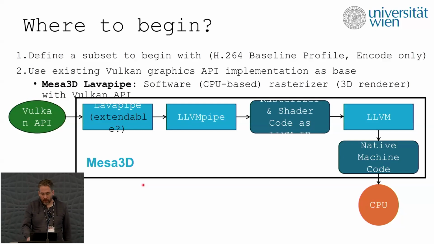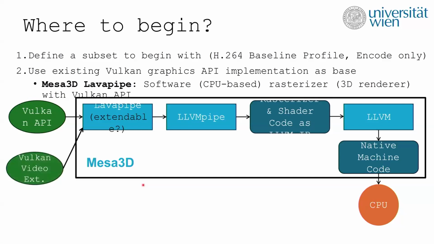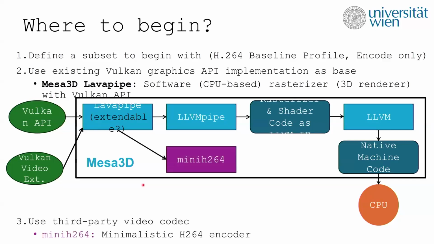pure software interpretation, though of course much slower than doing that on hardware. And we thought, okay, we need to implement the Vulkan Video extensions on one side. And as we do not want to implement the codec as well, we need an API and then plug in some existing open source codec on the other side. So this was the goal.